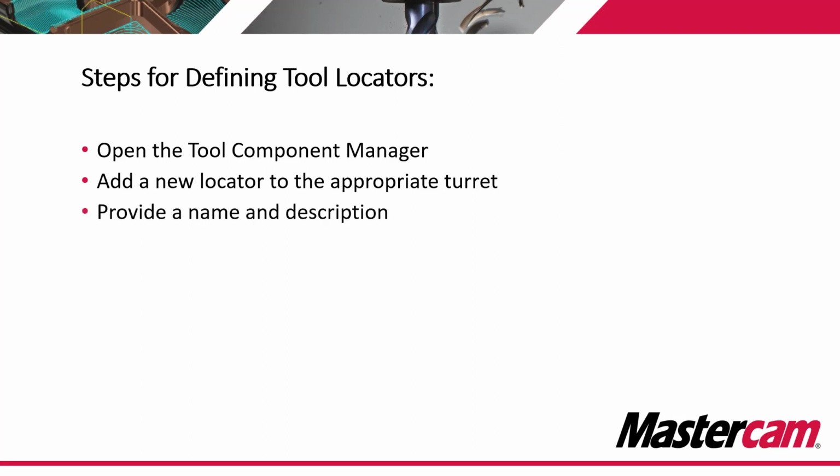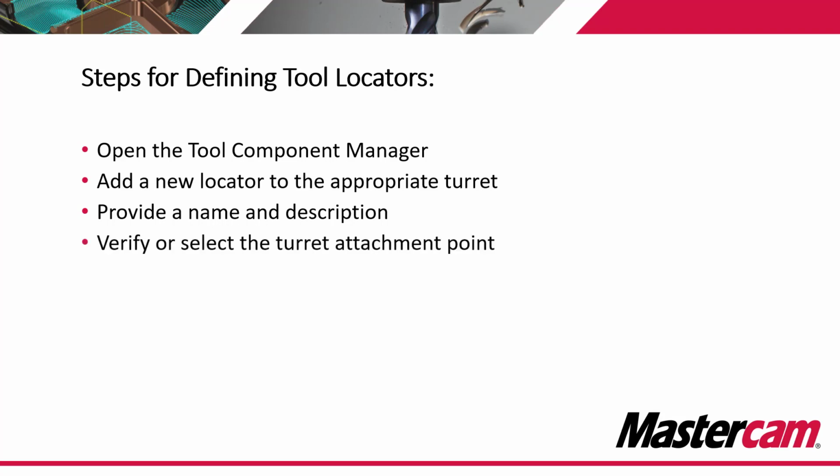We need to provide a good descriptive name to the tool once we define it. We want to be able to easily identify it when we're selecting locators from within Mastercam. This typically includes the upper or lower turret designation, the size of the holder, its function, whether it's for turning or milling, and its orientation, whether it's used on the left or the right spindle.